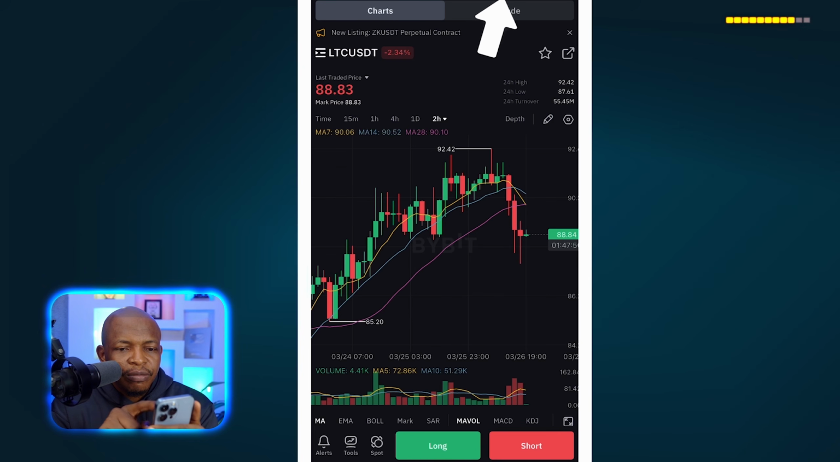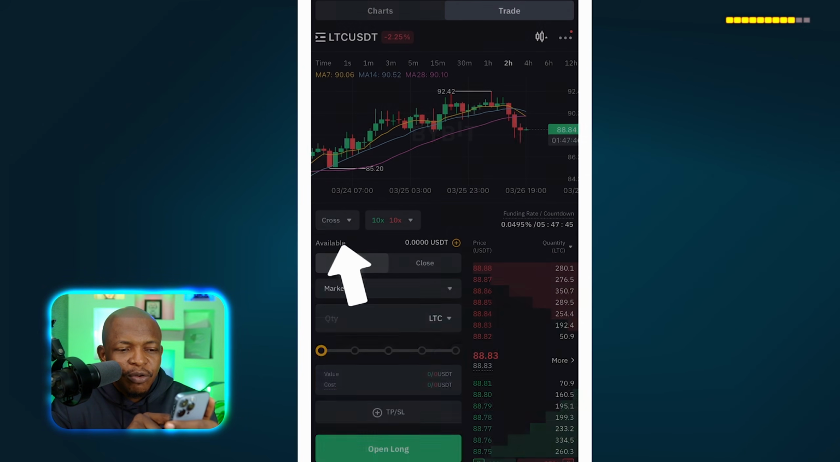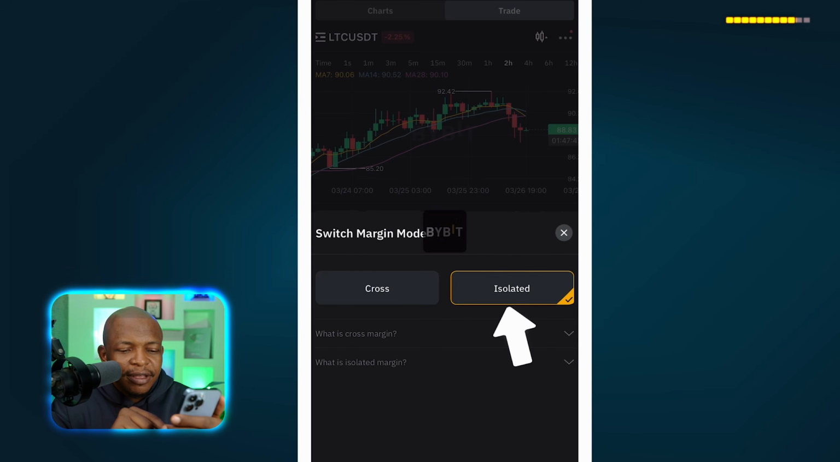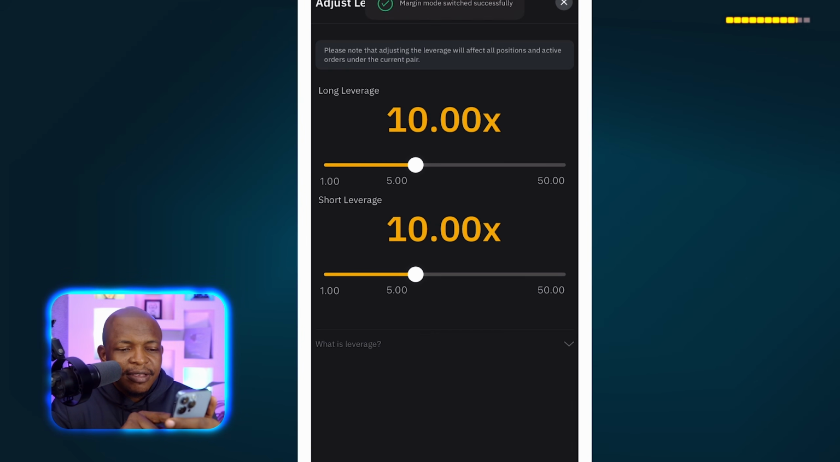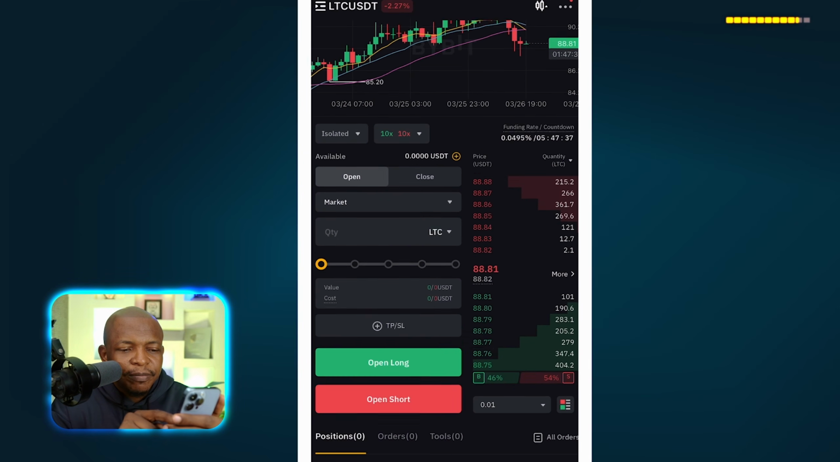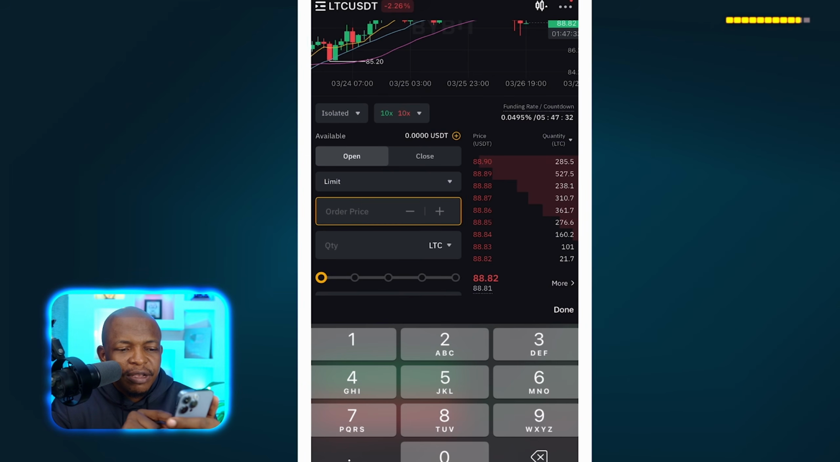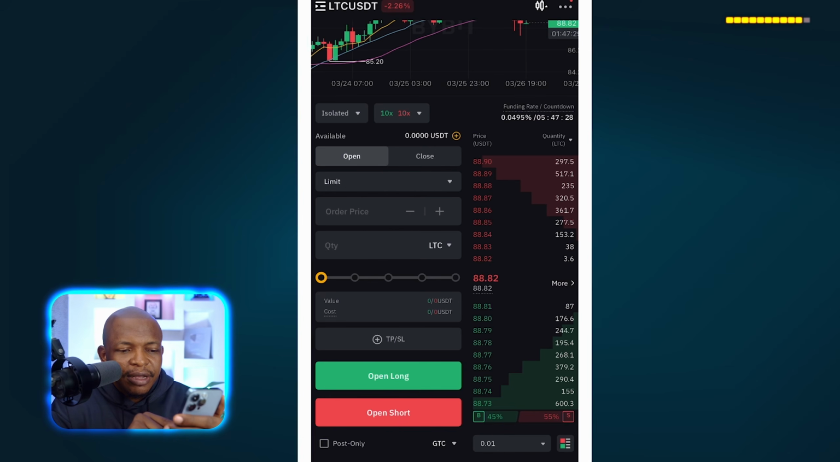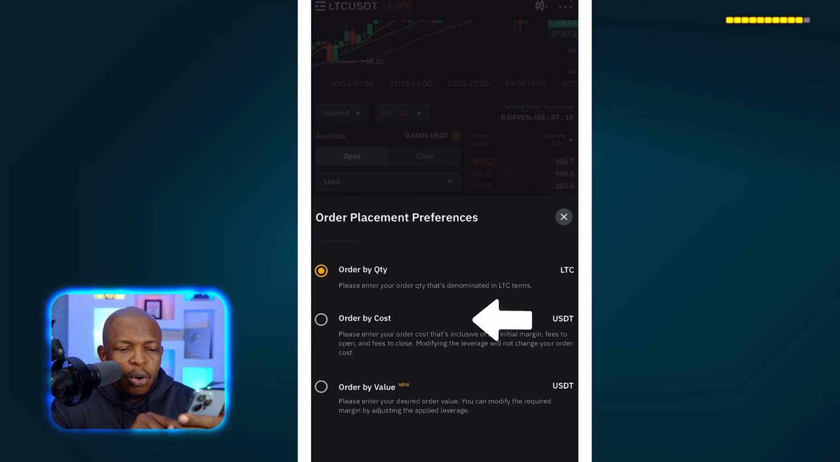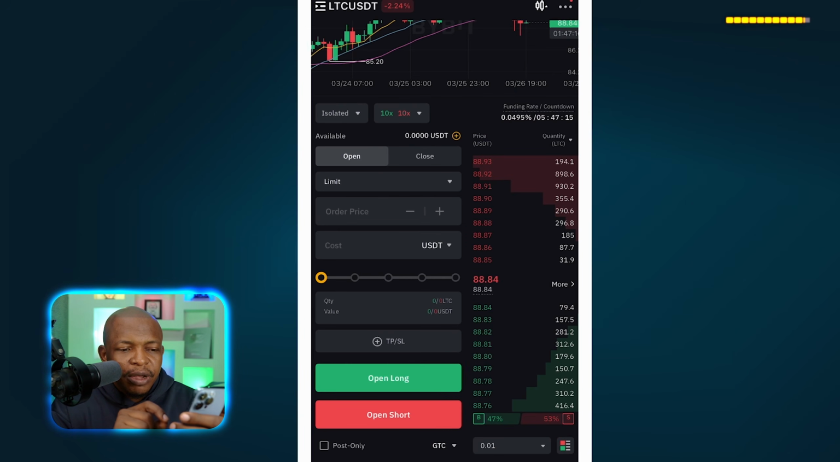I'll choose the trade again here. Then under here, I have to go and select isolated again. All right. Then select my leverage. I will show you how to calculate leverage. Then I want to choose limit order. I'll enter the price I want to buy at here. Then under quantity LTC, I will change it to order by cost. Very important. Change to order by cost.